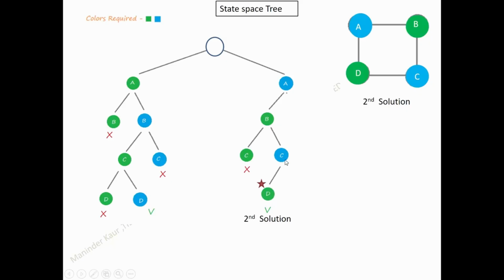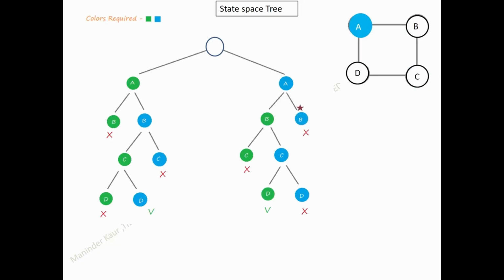Then we try further with D given blue color, which is not possible. It will violate the property of graph coloring. We can do backtracking, and further change the color for B by giving it blue color, which is also not possible. Now this was the whole procedure of generating the two possible colorings for the given example in hand.